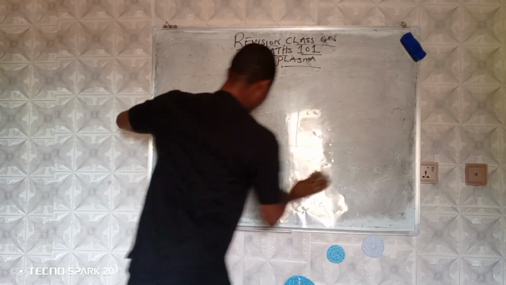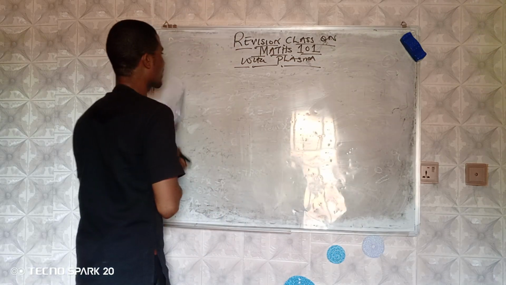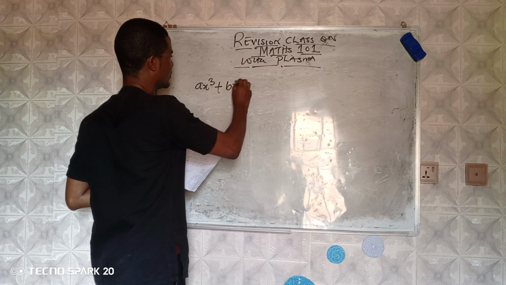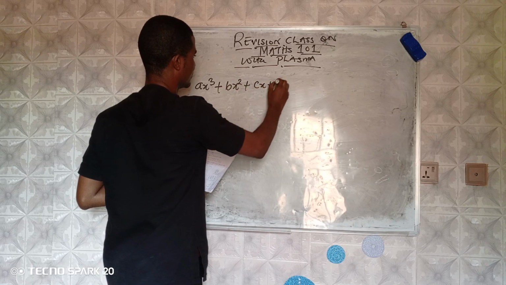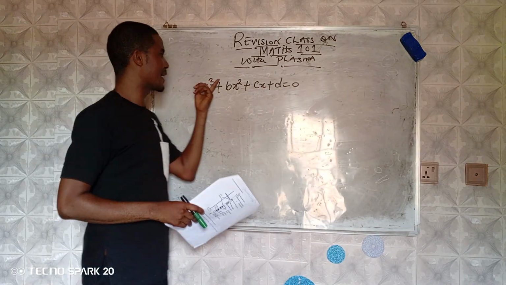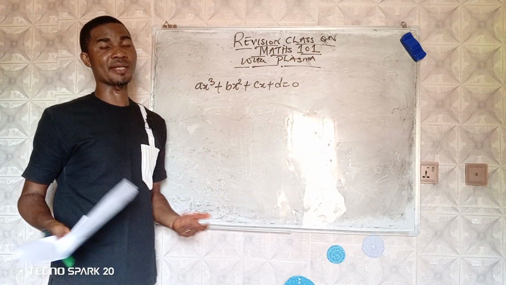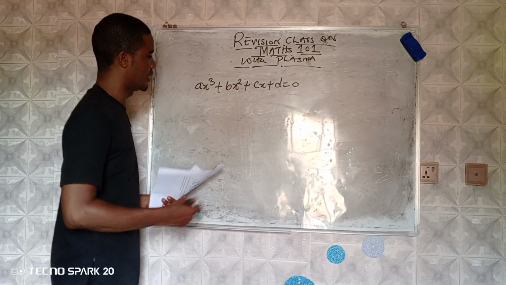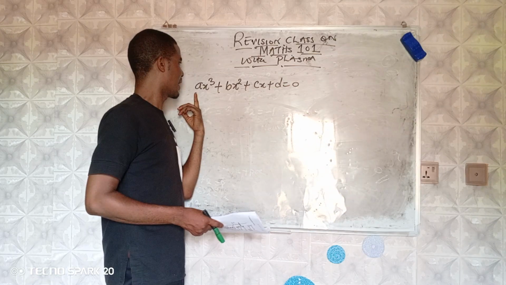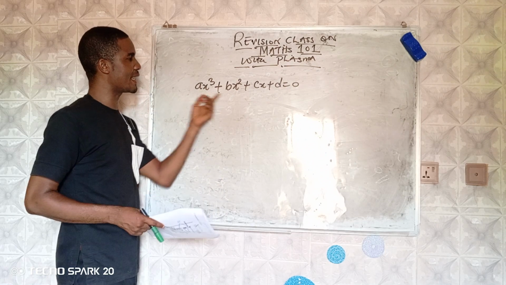Cubic equations. Now, what do we call a cubic equation? It's an equation of this form. If you observe now, the highest power of the unknown here is 3. So this is a cubic equation. It can also be referred to as a polynomial. Okay, it's a kind of polynomial. So in this cubic equation, the highest power of x is 3. Hence, A, B, C, D are constants, while the x here are the variables.